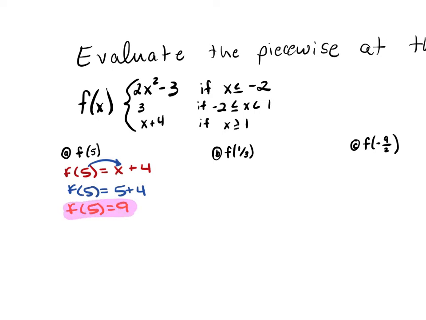For B, we have f of 1/3. So again, plug it into your inequalities, see which one gives you a true statement. Use the top one. Is 1/3 less than or equal to -2? No. Is -2 less than or equal to 1/3? Yes. Is 1/3 also less than 1? Yes. So use the middle one. It's just the 3, so f of 1/3 is just equal to 3.